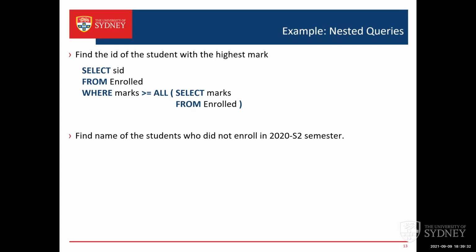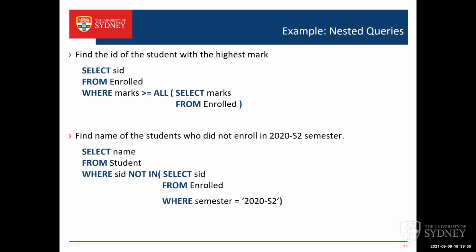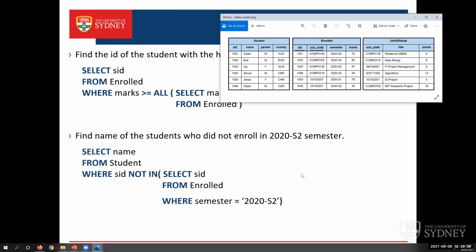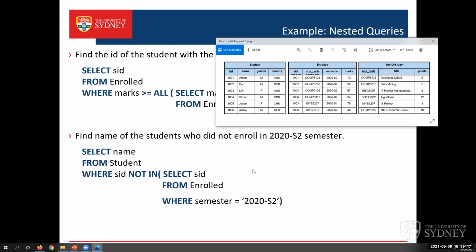What about this one? Find the name of the student who did not enroll in this semester. Have a look. Does it make sense? So again, one query can be written in many different ways, but this time I'm only talking about nested query and how we can write that using nested query. Does this make sense? So instead of in, this time I'm using not in. So who did not enroll in this semester.